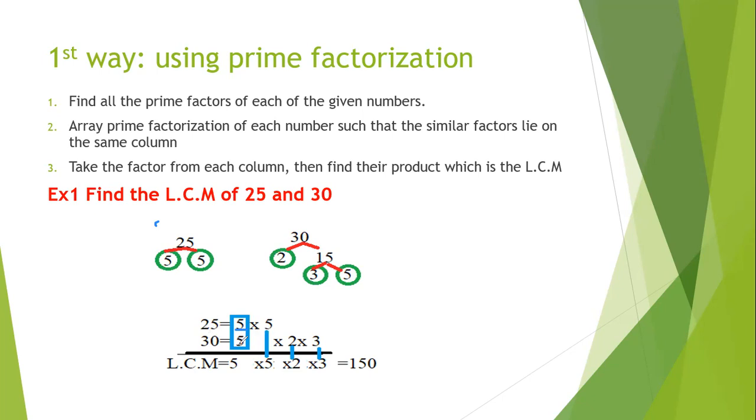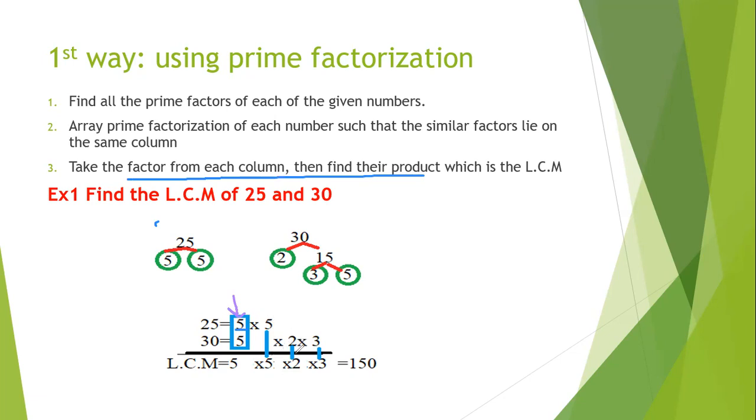Then I have 2, then 3. I don't have 2 and 3 here, so I have to put them out. For the LCM, we will take all the factors. Take the factor from each column, then find their product. That means I have here 5. When we get the GCF, we take only the common. But in LCM, I will take all the factors. So I have here, for example, 5, so I will take this 5. Here, 5 and no 5 under this 5, but I will take this 5.